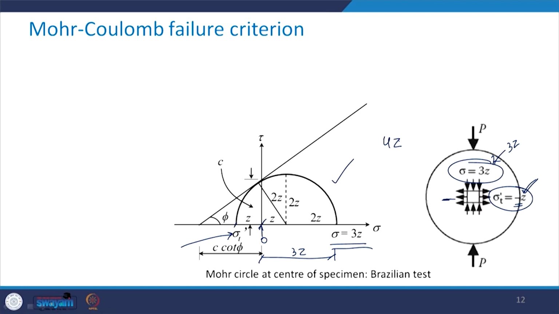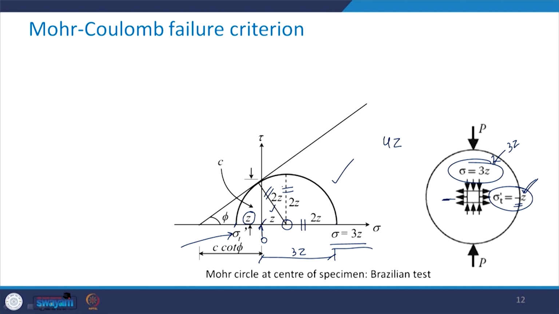So its radius is going to be 2z, and that is why we have written it like this: this is 2z, this is 2z, and this is also 2z. Now since this distance is z, the remaining distance from 0 to the center of the circle, which is this point, has to be equal to z.